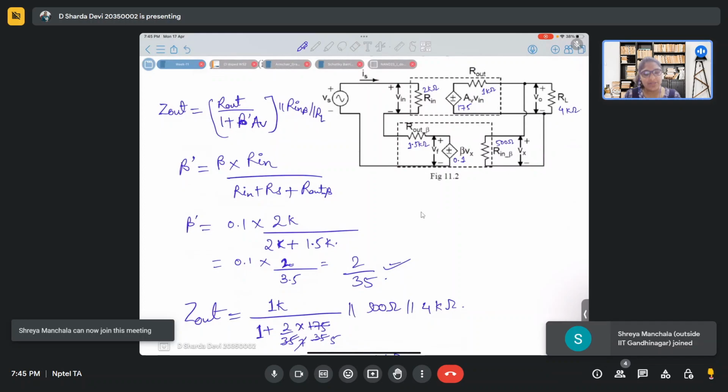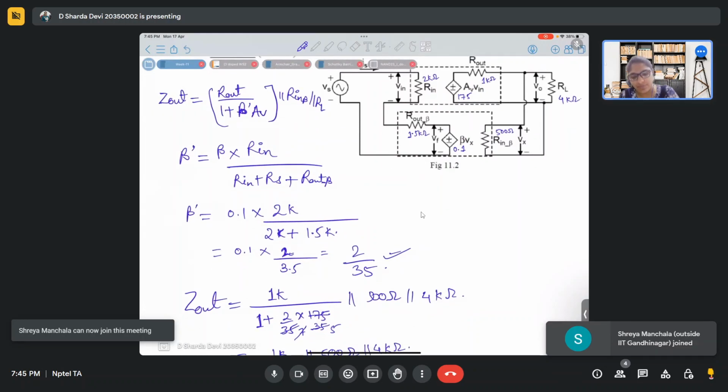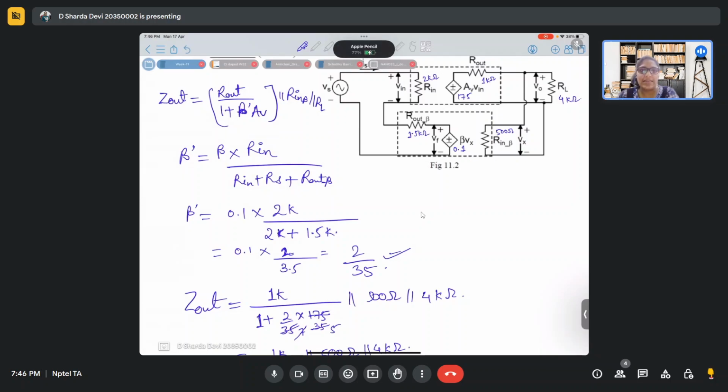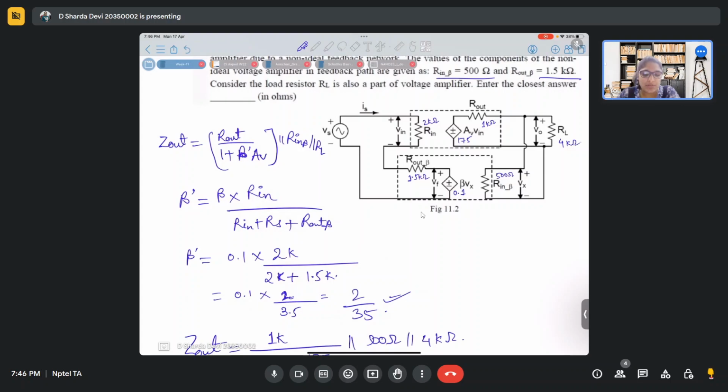So what we understood ultimately is the factor of 1 plus A beta will always come into picture, whether it is the ideal or non-ideal case. It's just that A or beta will be modified because of the non-ideality. And for voltage, the R out should be less and R in should be high. So with closed loop, we'll always get that advantage. Similarly, the opposite for the current, and that advantage also we get through closed loop.